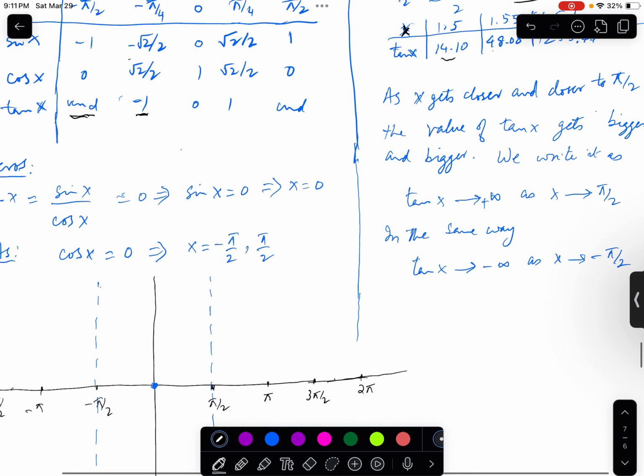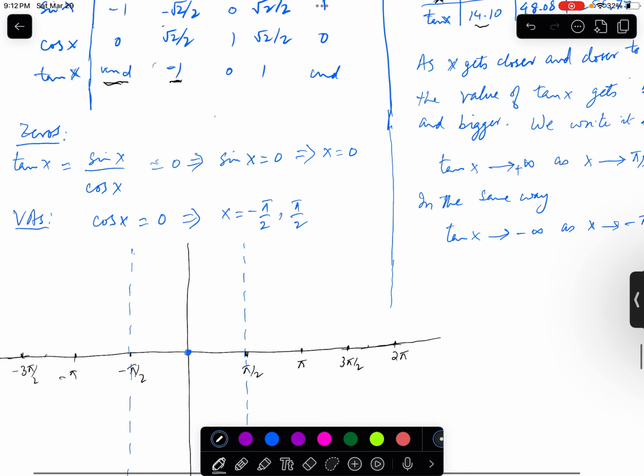We read it as tangent x goes to plus infinity as x goes to pi over 2. In the same way, we say tangent x goes to negative infinity as x goes to negative pi over 2. You will notice if we approach negative pi over 2 with values from the right, you get bigger and bigger negative values for tangent.